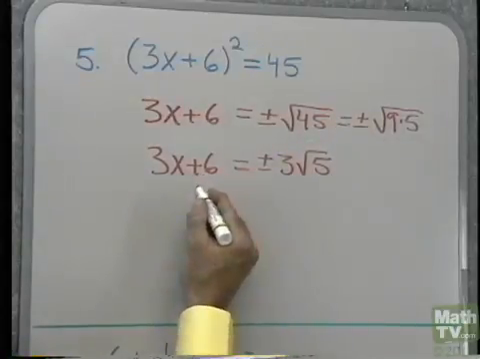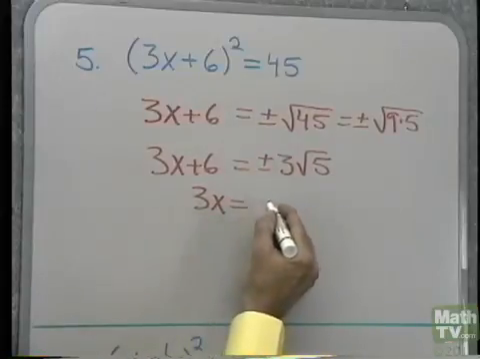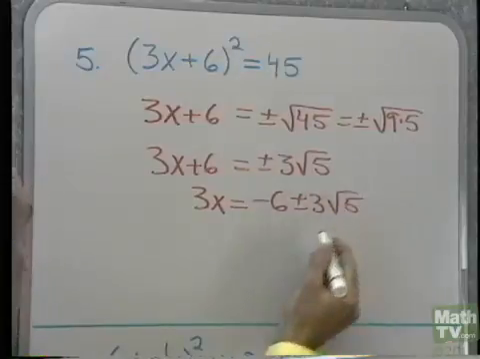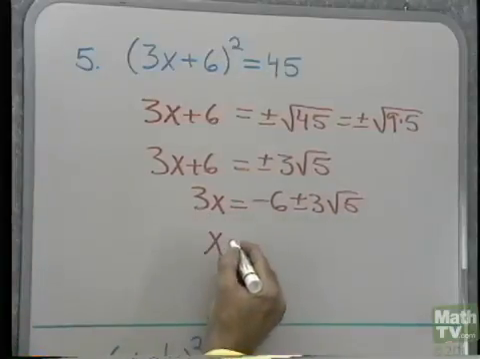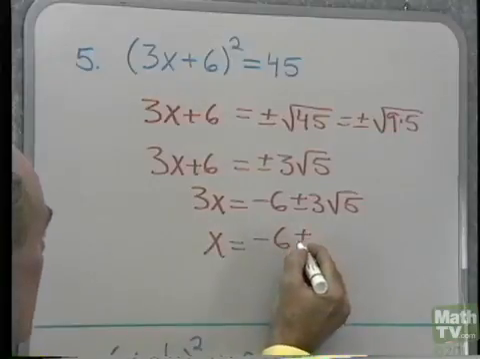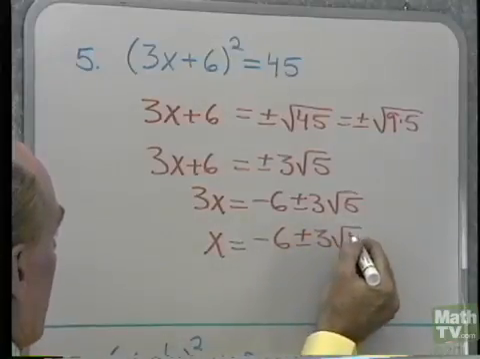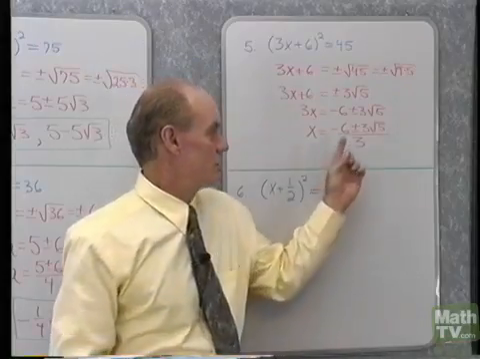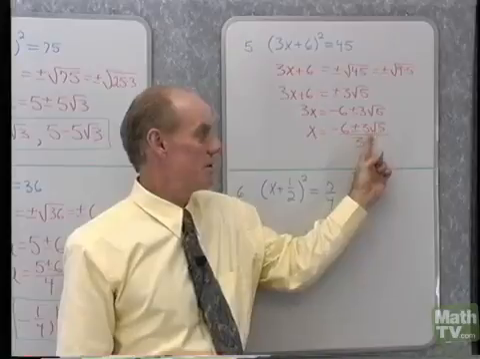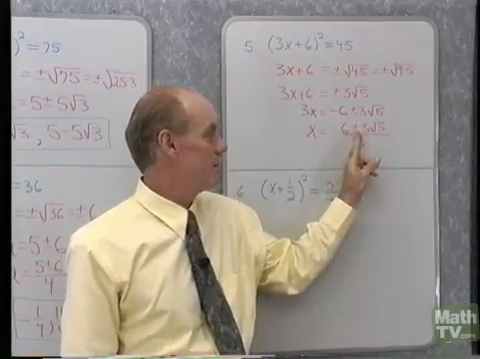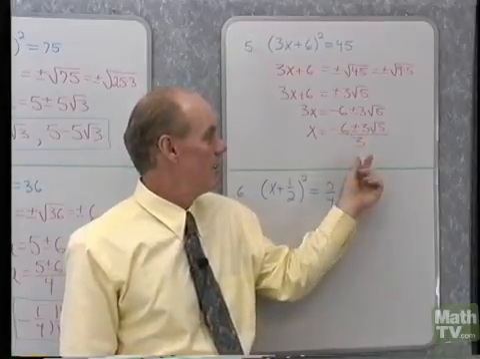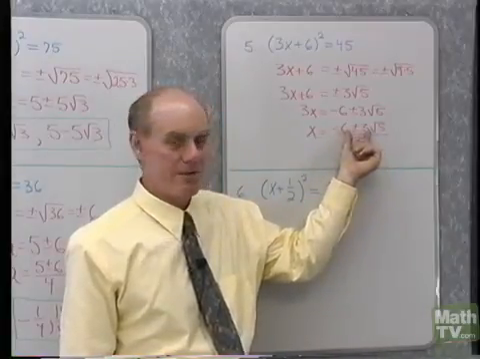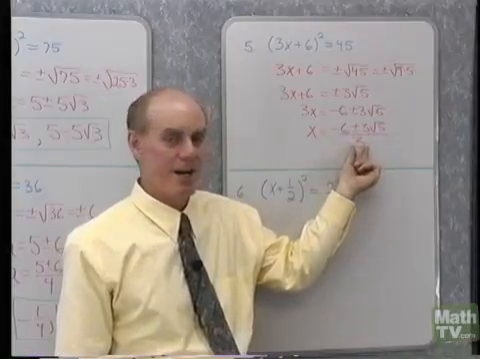Now I'll add negative 6 to both sides. 3x is equal to negative 6 plus or minus 3 square root 5. Divide both sides by 3 and I get x equals negative 6 plus or minus 3 square root 5 all divided by 3. So here I have two solutions. One is negative 6 plus 3 square root 5 over 3, and the other is negative 6 minus 3 square root 5 over 3. But notice that the numerator has a factor of 3 common to both terms, and that should divide out with this 3.